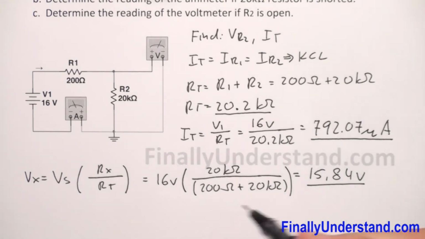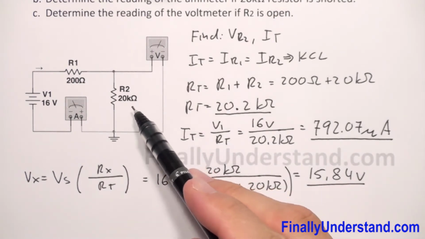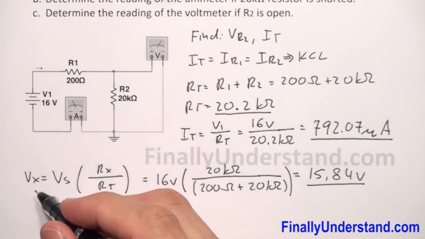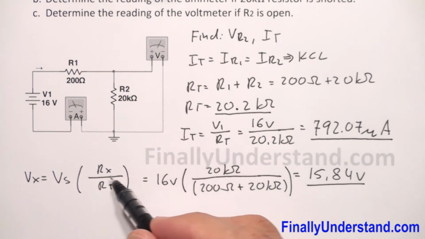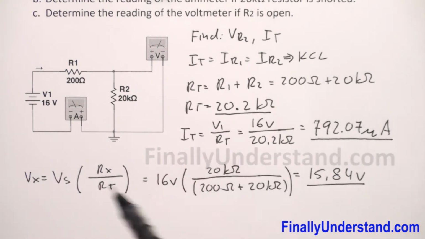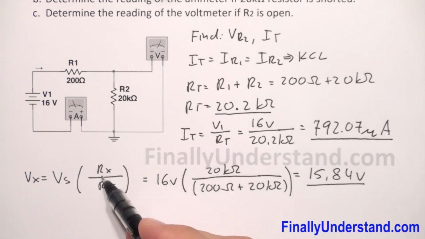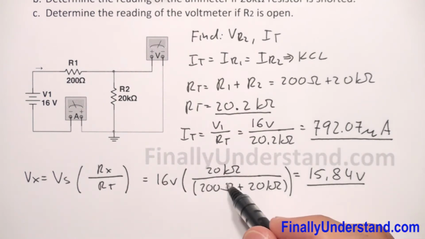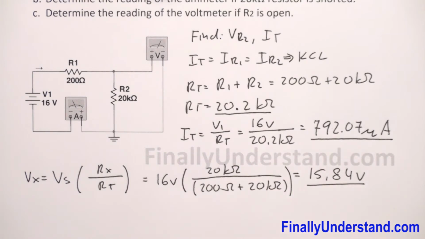I forgot to write the formula for the voltage across resistor R2, but just realize that this X has to be substituted by 2, and this X is also substituted by 2. So my formula for V2 looks like V2 is equal to the voltage source times R2 over R total, and this is basically what I have over here. This is my voltage across resistor R2.